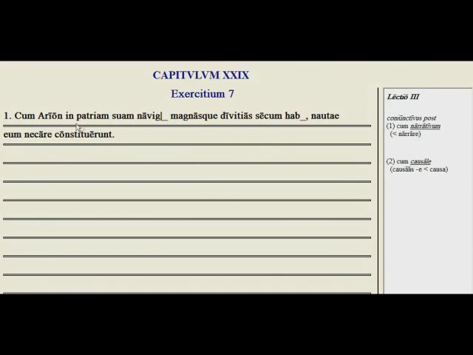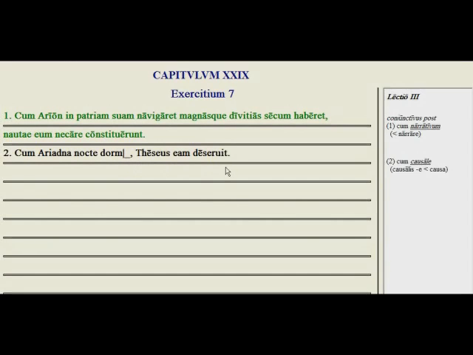Cum Arion in patriam suam blank magnasque divitias secum blank, nautae eum necare constituerunt. Okay, when Arion, we want to say when he was sailing, right? This is a past tense story, so it's going to be the cum narrative. When he was navigaret, sailing into his fatherland, and when he had great riches with him, haberet, the sailors decided to kill him.